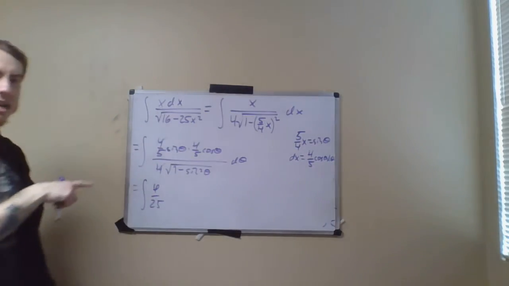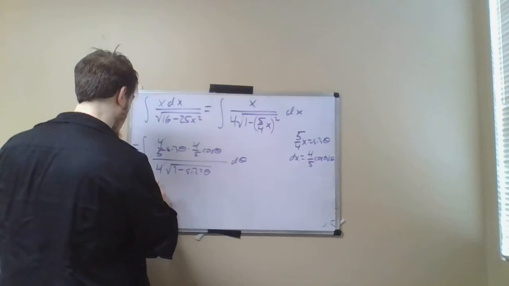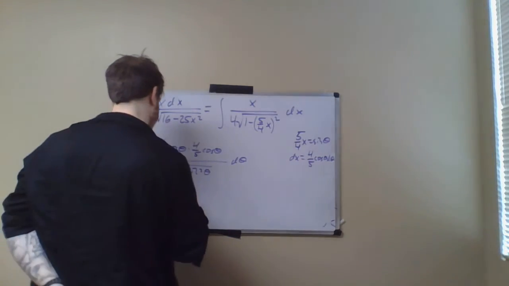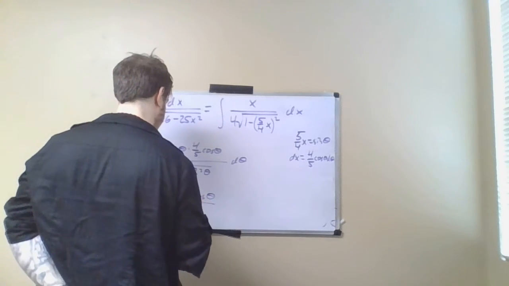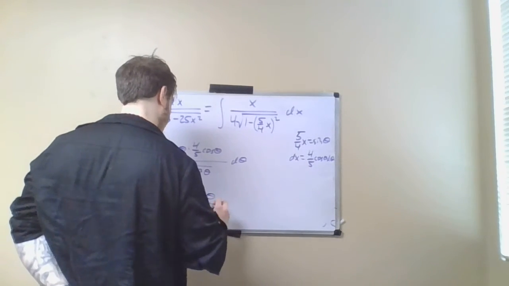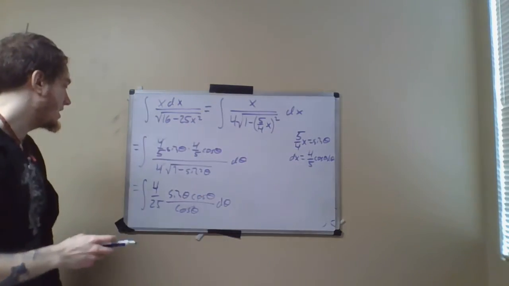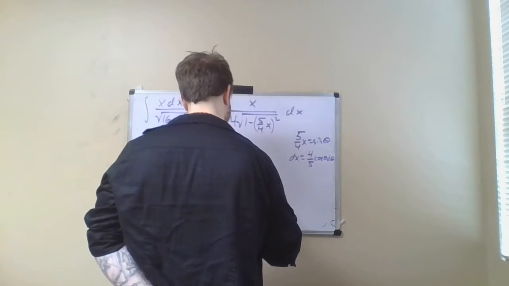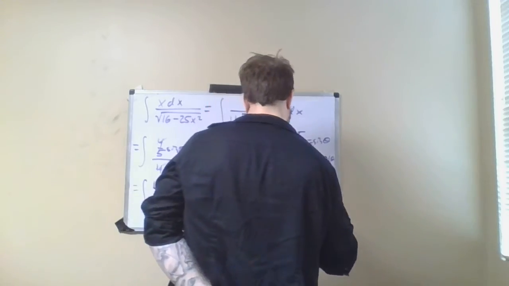So I'm just consolidating all of these constants out front for the moment. That doesn't look much like a 4. That's a bit better of a 4. Okay, so then I have sine theta cosine theta, divided by cosine theta, d theta. My cosine thetas cancel. The antiderivative of sine is negative cosine, and we end up with negative 4 over 25 cosine theta plus a constant.